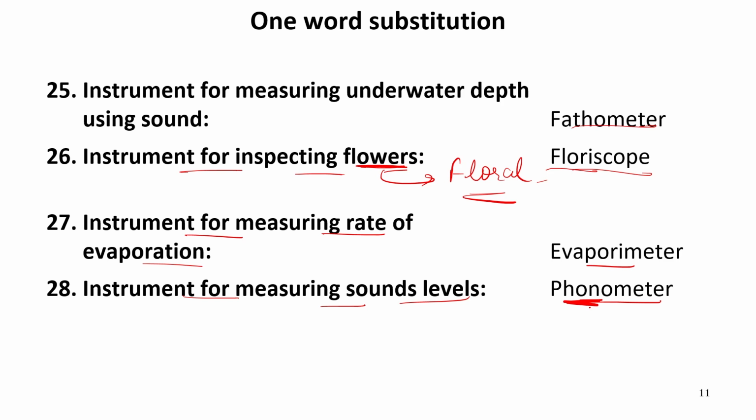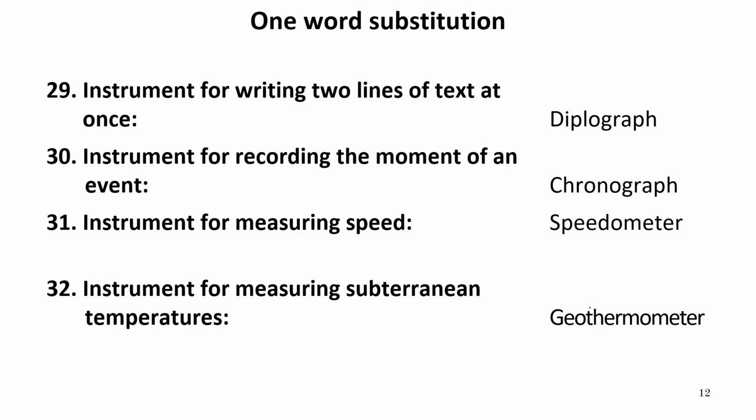Now, let us move to the next one. Instrument for writing 2 lines of text at once. When 2 lines of text are written at once, this is known as diplograph. Now, diplo refers to double. So, this is known as diplograph. Instrument for recording the moment of an event, this is known as chronograph. Instrument for measuring speed, this is known as speedometer.